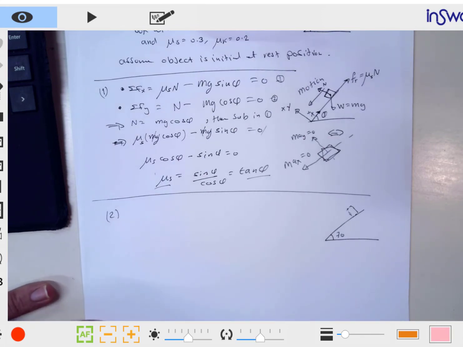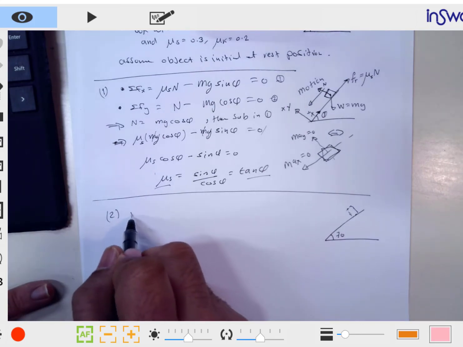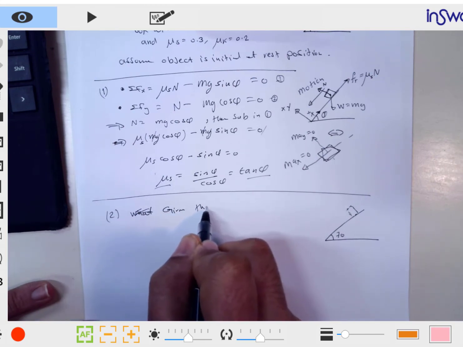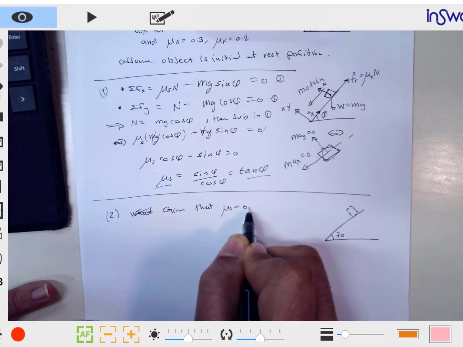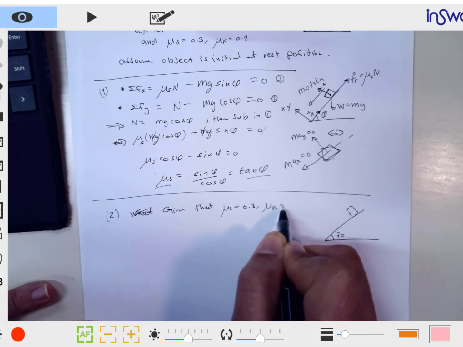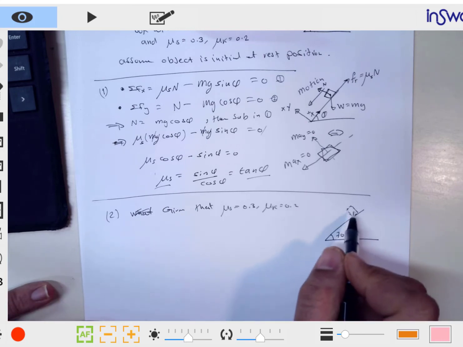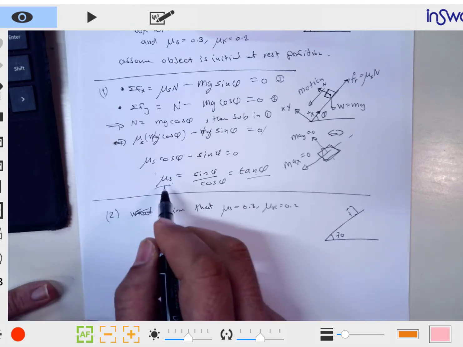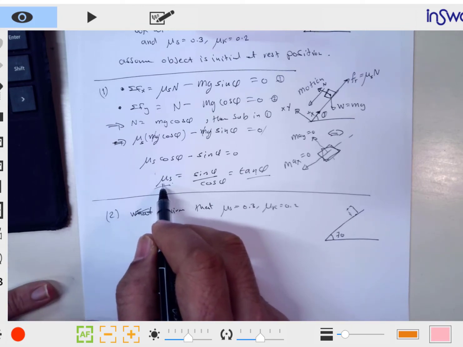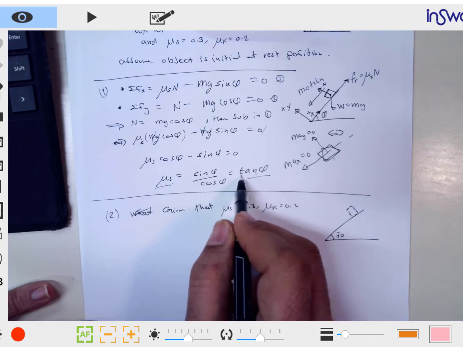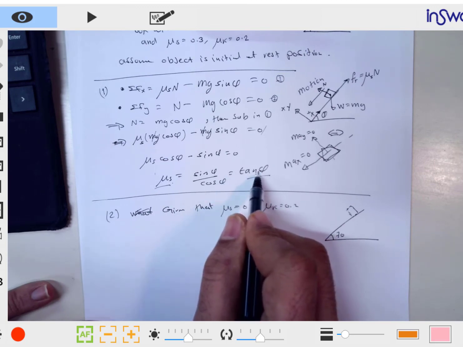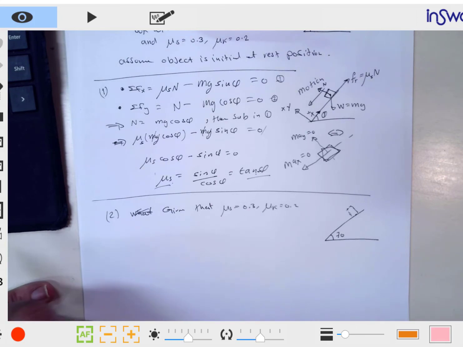So before the question is given that mu s is equal to 0.3 and mu k equal to 0.2. For this object to slide, the following has to be satisfied. So I want to calculate theta. If tan theta is greater than mu s, then it will slide.